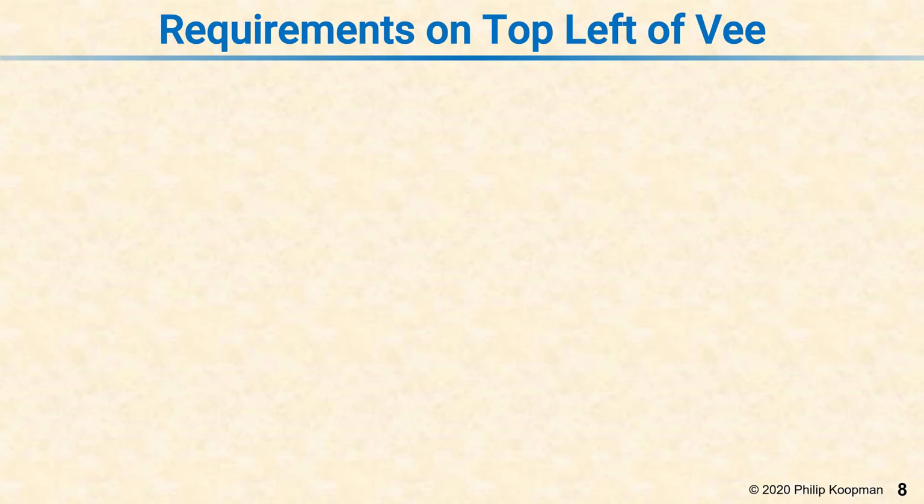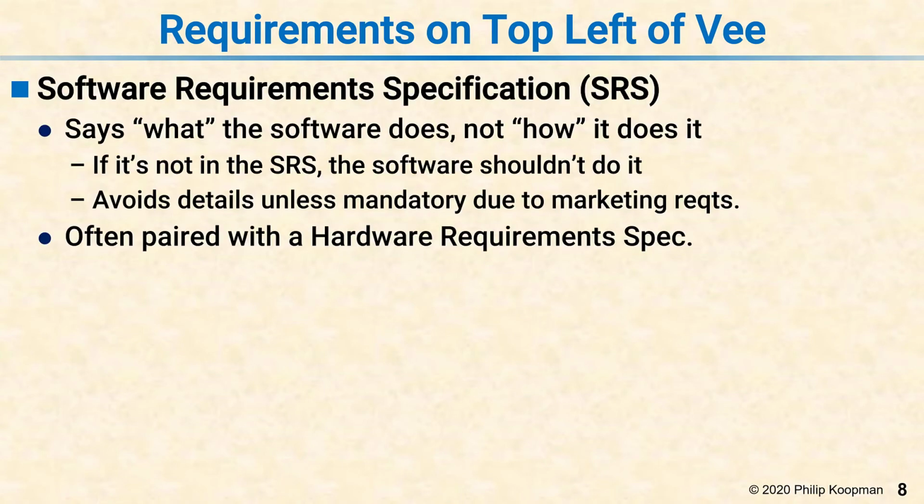Now, before you can do design and implementation, you need to know what you're building. The top left of the V deals with requirements. Generally, there are at least two levels of requirements in a V. One is the software requirements specification, or software requirements. That says what the software does, but not how it does it.